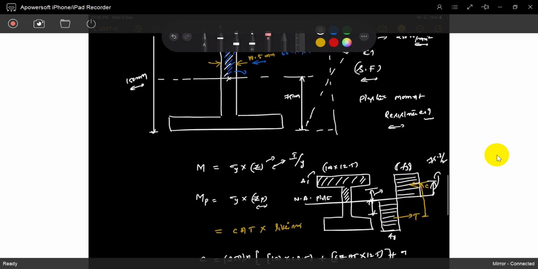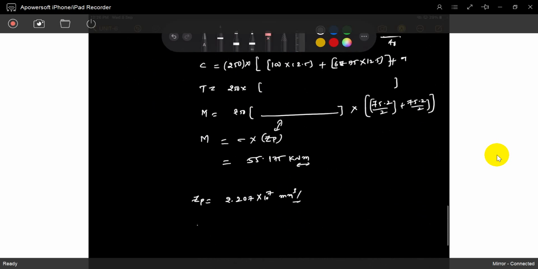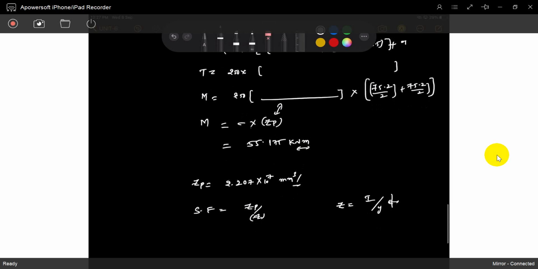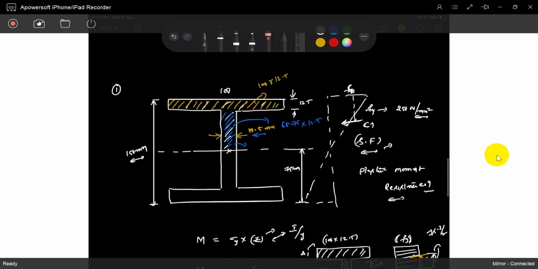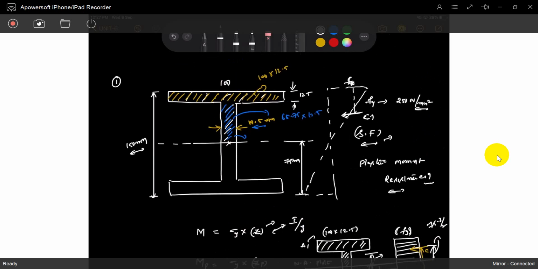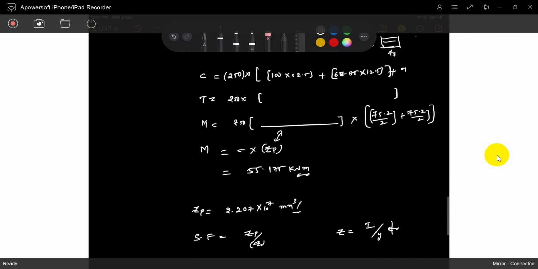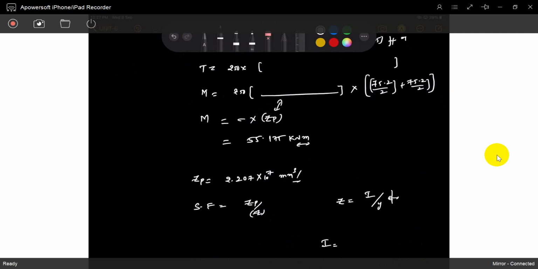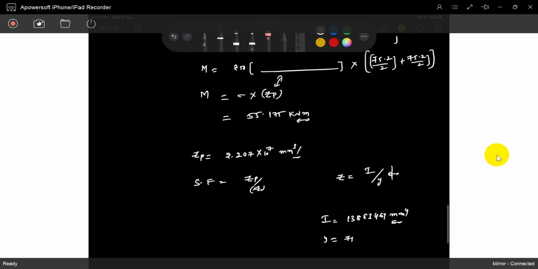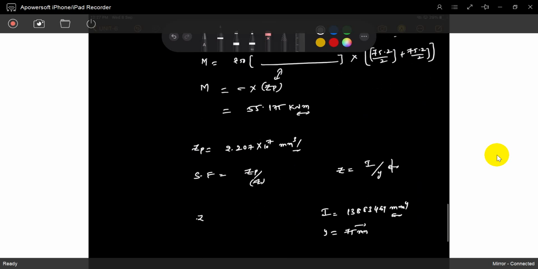So he asked what is the shape factor. Shape factor is Zp divided by Z. What is Z? Z is the section modulus for elastic analysis, that is I by Y. Can you find out I for this section? Using the parallel axis theorem and perpendicular axis theorem, you will get I as 13883464 mm to the power 4. Y is 75, you already know it.